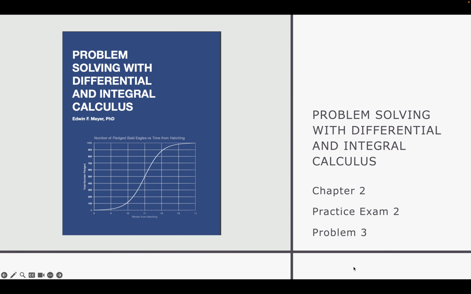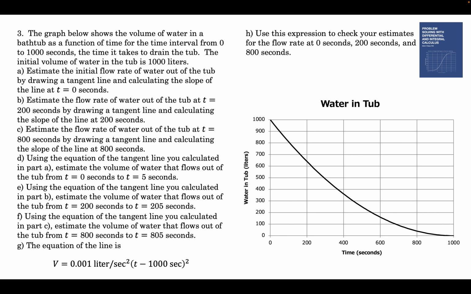This is problem 3 on practice exam 2 of chapter 2 in the book Problem Solving with Differential and Integral Calculus. We have water draining from a tub. It starts off with 1,000 liters of water in the tub and ends up with no water in the tub after 1,000 seconds. We have to go from part A through H in this problem, so let's ignore everything else but part A and worry about the rest later.